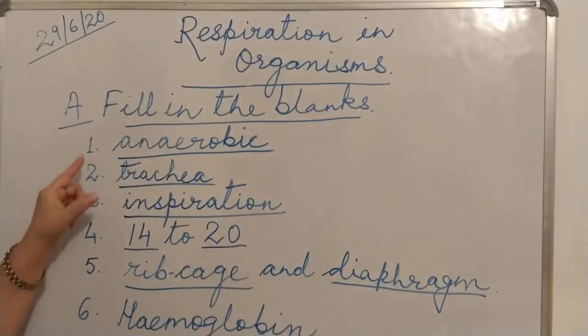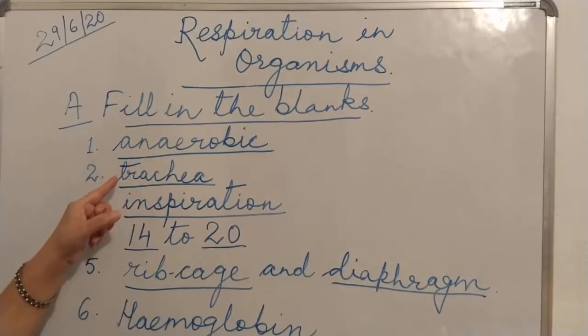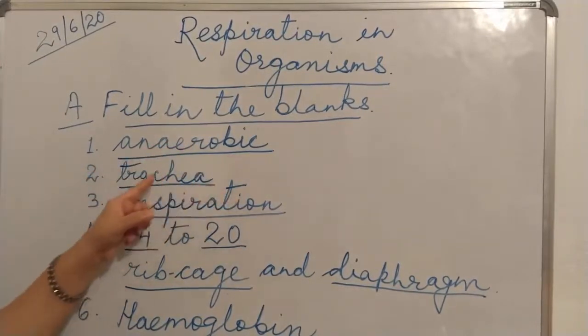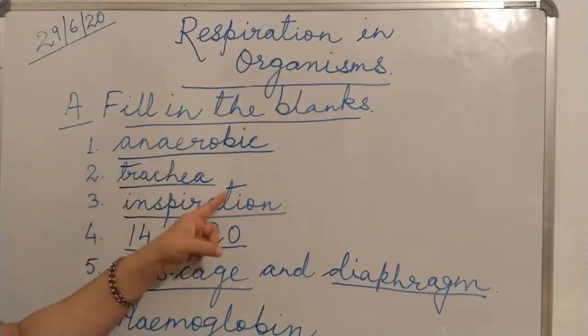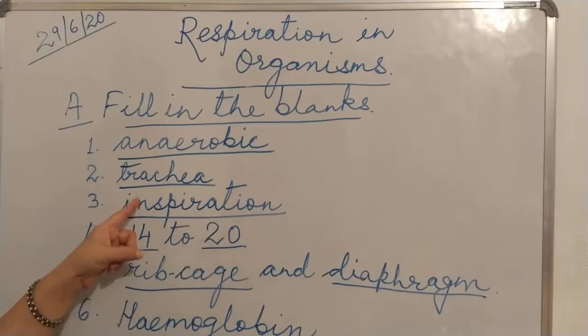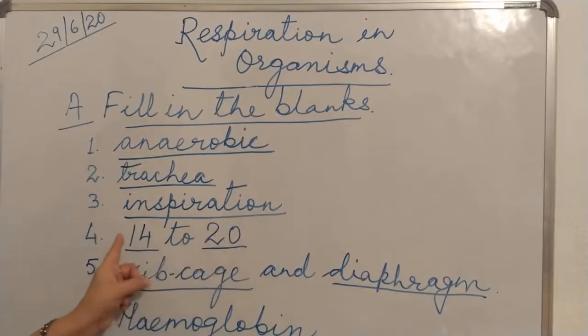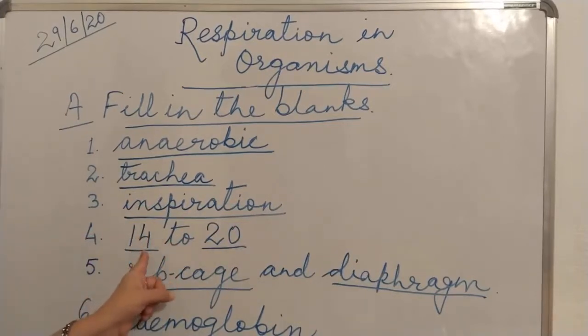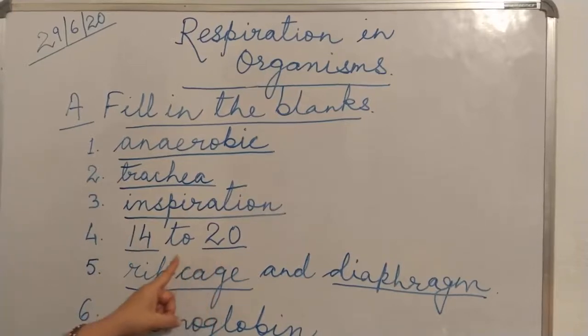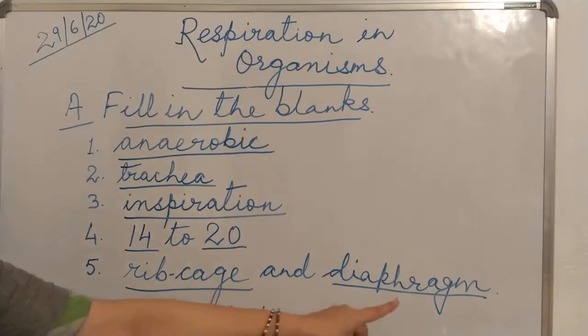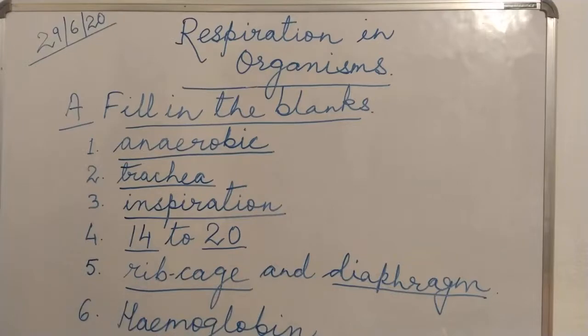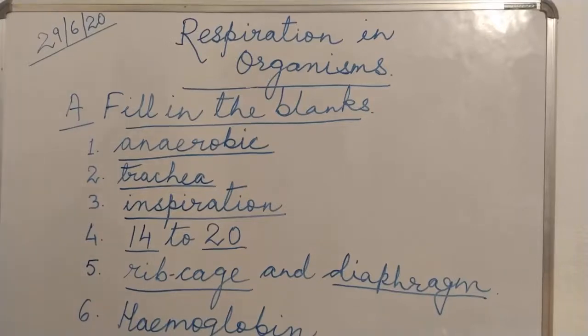So once again, lactic acid is produced during anaerobic respiration. Insects have organs called trachea for respiration. Taking in of air which is rich in oxygen is called inspiration, and adult human beings normally breathe from 14 to 20 times per minute. The movement of lungs is controlled by rib cage and diaphragm. And the sixth and last one is, dash acts as a respiratory carrier in our body. It is hemoglobin. So part A, that is fill in the blanks, is completed.